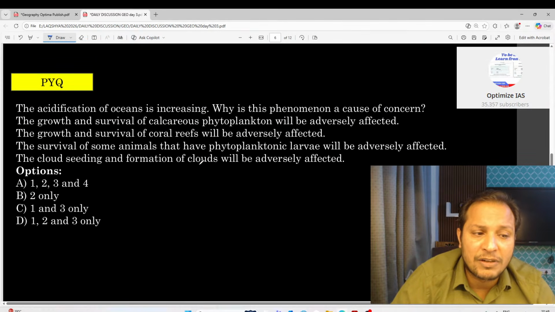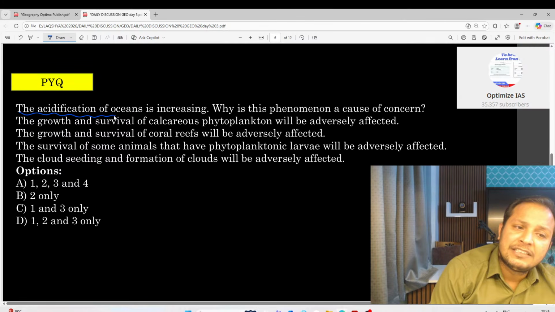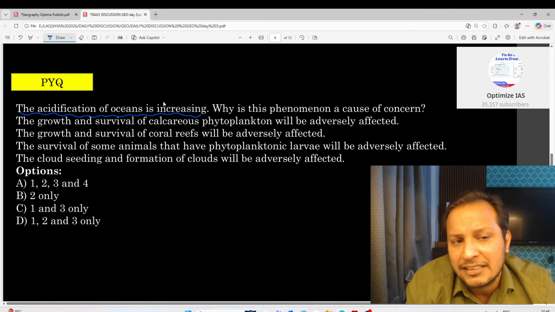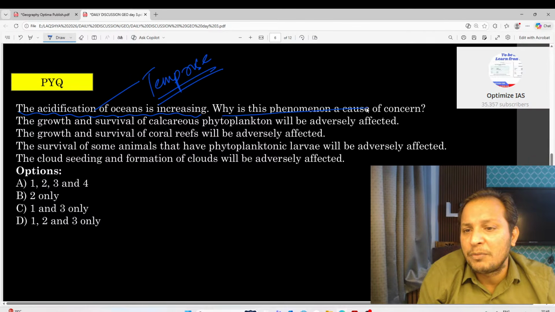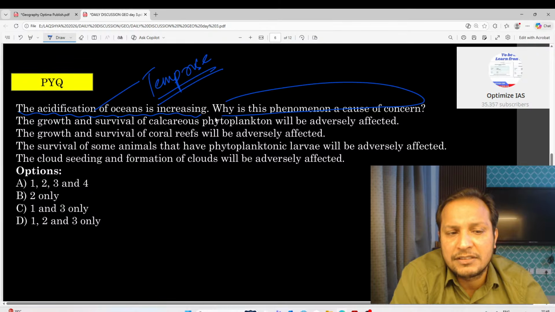You can see one question which I have brought from the PYQs. Acidification of the ocean is increasing. Why is acidification of the ocean increasing? Because of temperature rise. Why is this phenomenon a cause of concern?